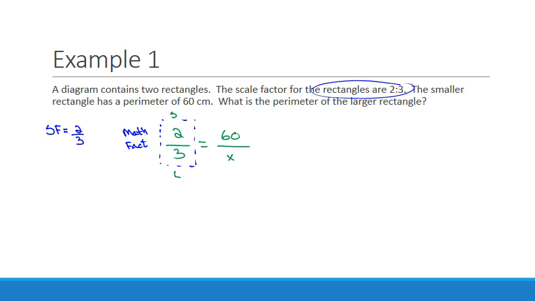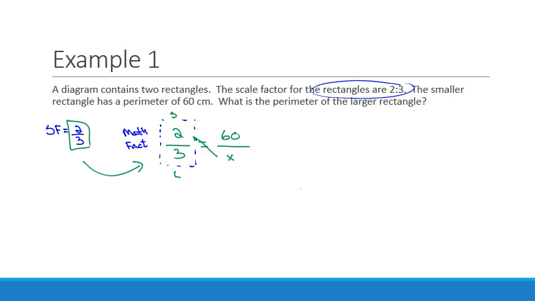So what I do once I have this proportion is I just solve. The key here is if you're dealing with perimeter, you don't have to adjust your scale factor at all. If you're dealing with area, you're going to have to adjust that scale factor before you plug it in. And in future videos, you're going to look at surface area and volume, and same deal, you'd have to adjust your scale factor first. But if you're dealing with perimeter, you do not need to adjust your scale factor.